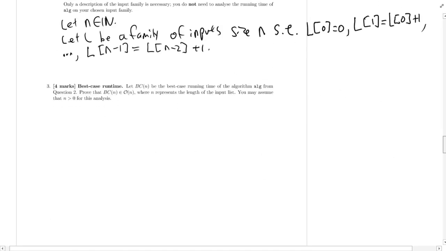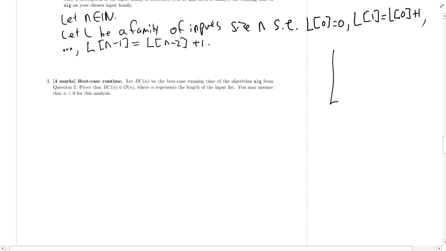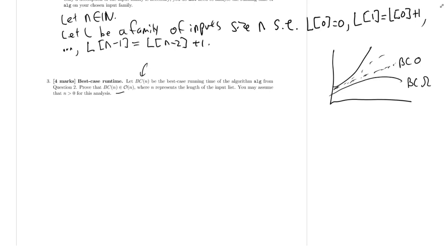We don't need to analyze. Okay, so now we want to find the best runtime. So we take a look at this. Prove the best runtime. This is the best case running time, and we want the big O. So this is best case omega, best case O. Because these dots mean that we want a family of inputs, we want to find a family of inputs such that it runs in n time.